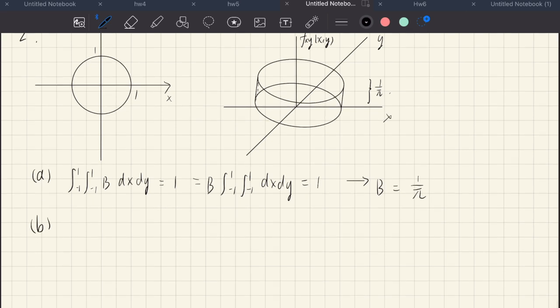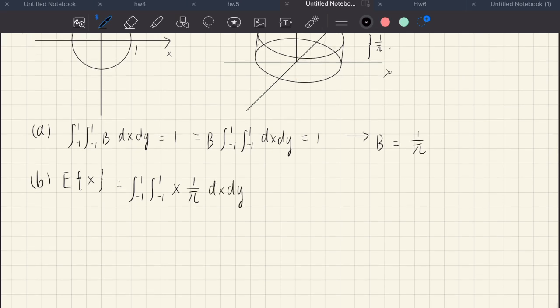So for question B, we need to find the expectation of X given Y, the expectation of Y given X, and so on. We'll calculate them one by one. First, we calculate the expectation of X. This should be the integral from -1 to 1, of x times 1 over pi, with respect to dy and dx.